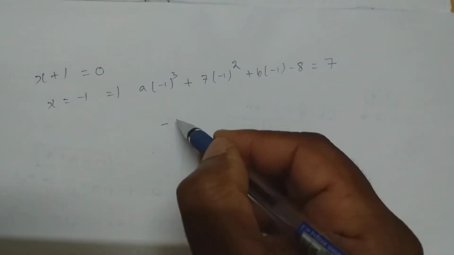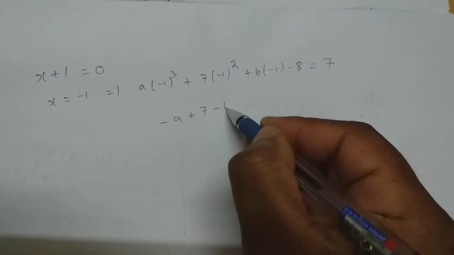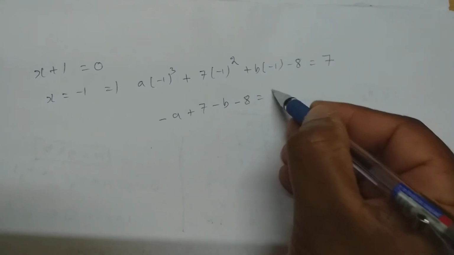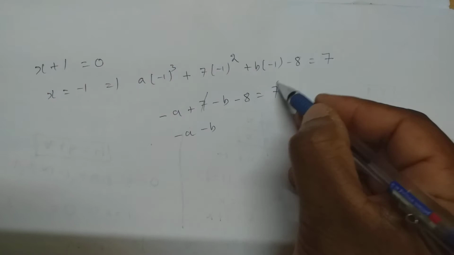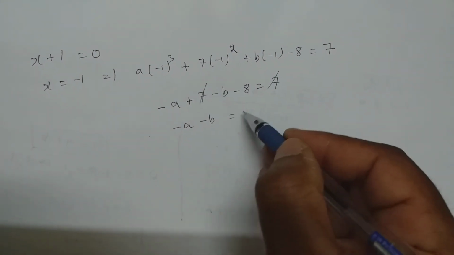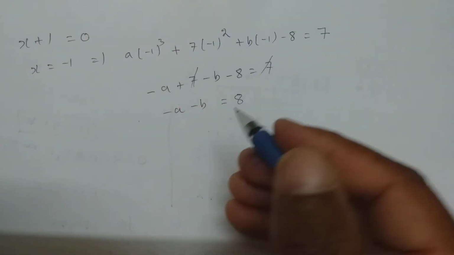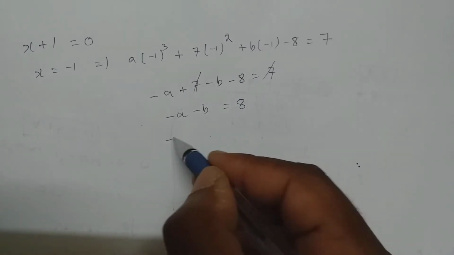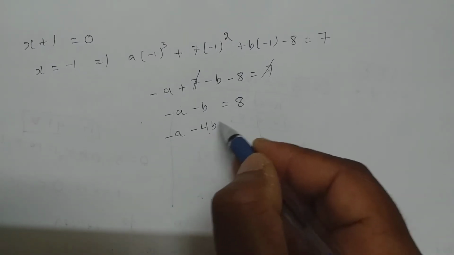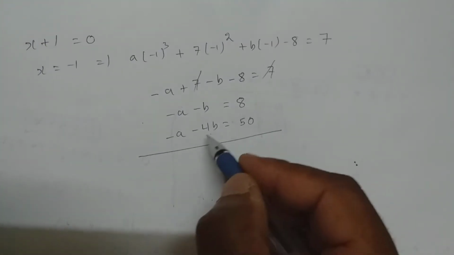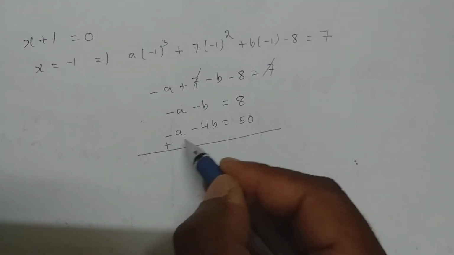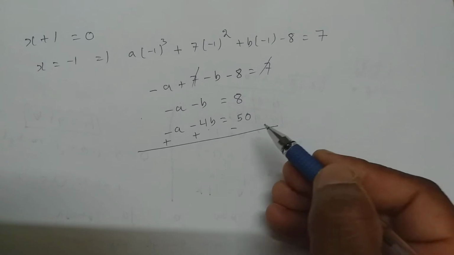So how much you get? Minus a plus 7 minus b minus 8 equal to 7. So minus a minus b, 7 gets cancelled. Send it to the other side, 8. What is the earlier equation we had? Minus a minus 4b equal to 50. So to cancel them out, I need to change the sign. So here it is plus, plus, minus.